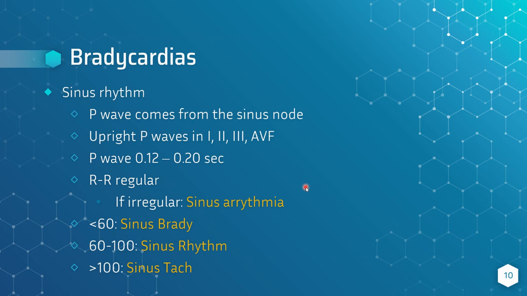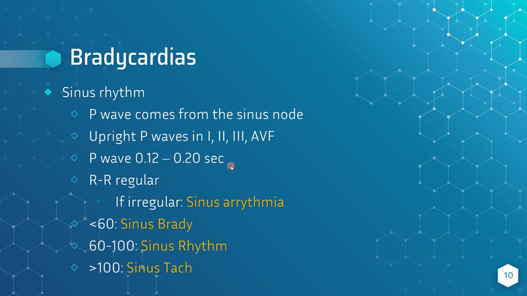So going into our first type of rhythm, we're going to go over the bradycardias first. This would be just our go-to of sinus rhythm. With sinus rhythm, you have a P wave that comes from the SA node. And like we said, if you want to get specifics, for it to be considered sinus rhythm, it has to be an upright P wave in leads 1, 2, 3 and aVF. It gives you the PR interval here, and your R to R is going to be regular.